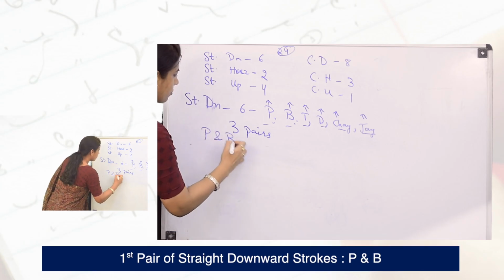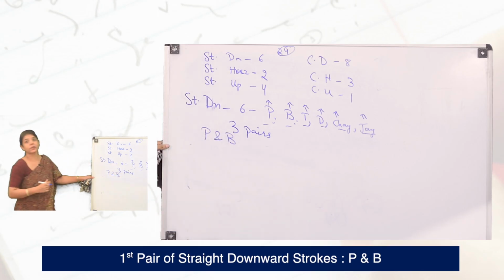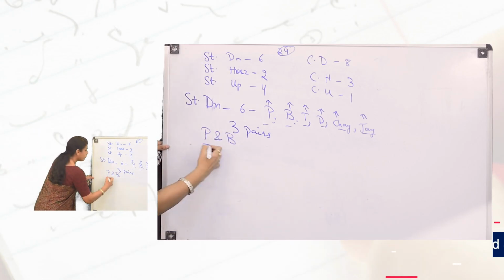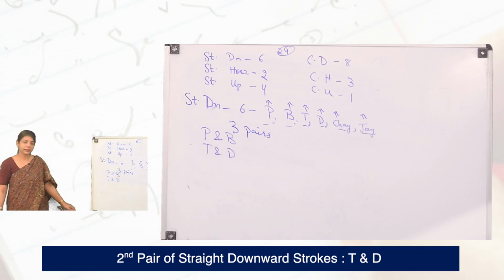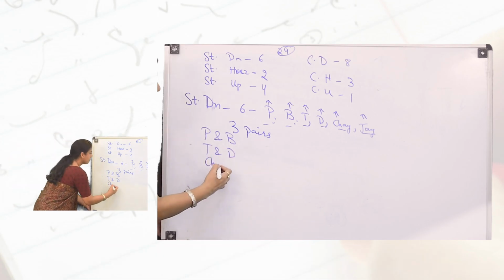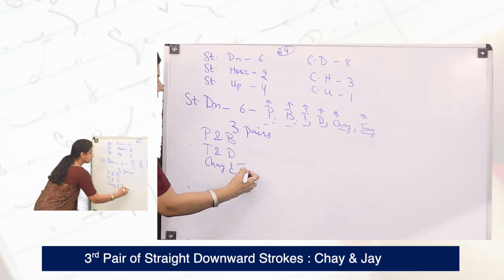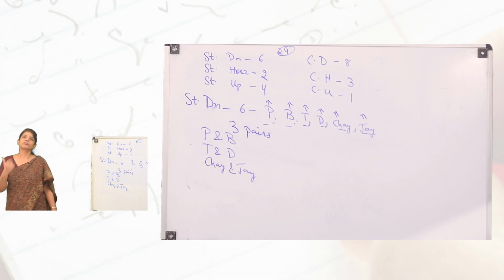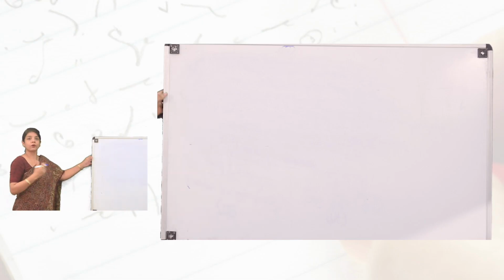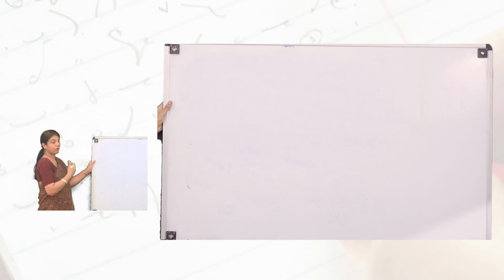First pair is formed as P and B. Second pair is T and D, and third pair is Ch and J. So basically we have 3 pairs, total 6 consonants. Now the most important thing is, please focus on how to make these consonants.